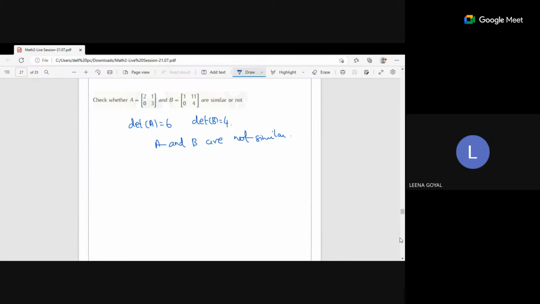Ma'am, can I ask one simple thing? What exactly is meant by equivalent matrix and similar matrix? What do we exactly get by determining if it is equivalent or similar?